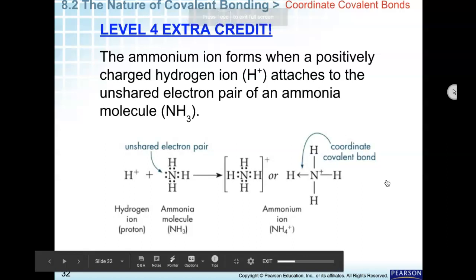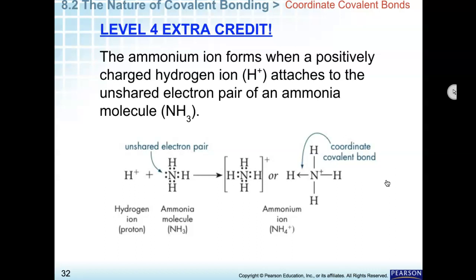The extra credit really isn't that tough. We're looking at polyatomic ions and how they form. It's not much different than what we have been doing before. It's just that we're either adding or losing some valence electrons because of the ionic charge it has. Remember, a polyatomic ion collectively has that charge.